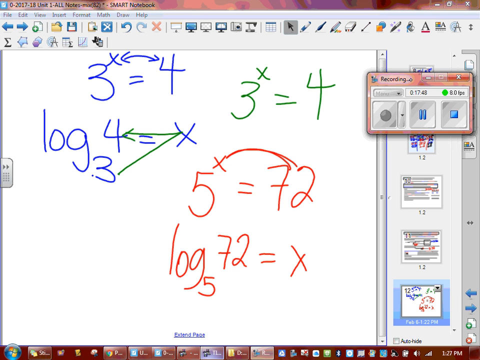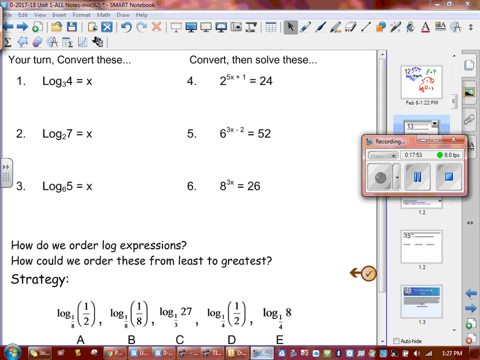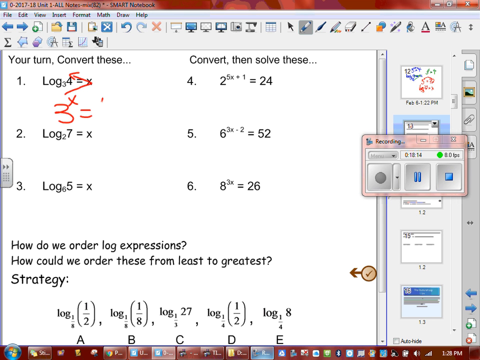Okay, so I'm going to convert one of them with you, and then you are going to convert. So I'm going to do number 1 and number 4 with you. You're going to do 2, 3, 5, 6. So number 1, we're going to convert to exponential. So we use the 7 rule. There's our 7 rule. So 3 exponent x equals 4. We're just converting. We're not solving anything. Okay? So just converting. Same thing over here, only we're going to go to log form.